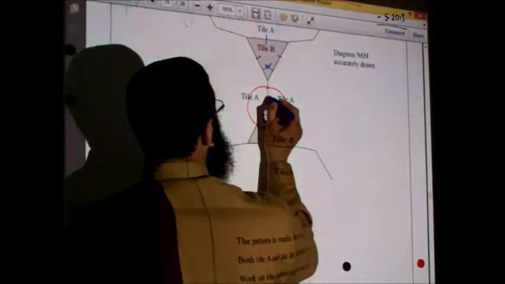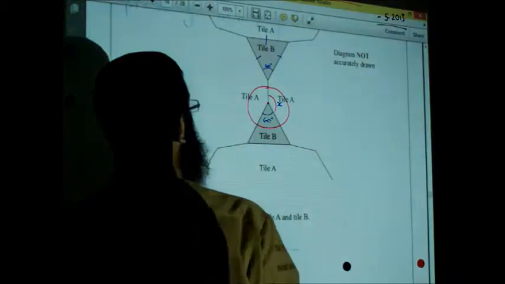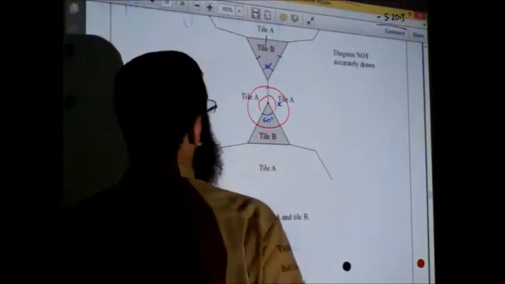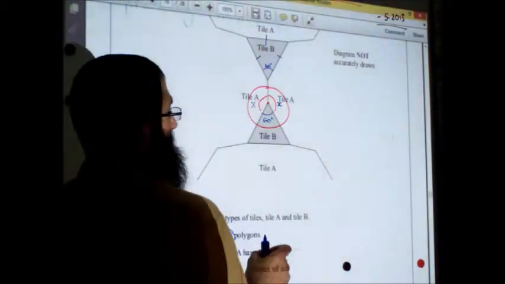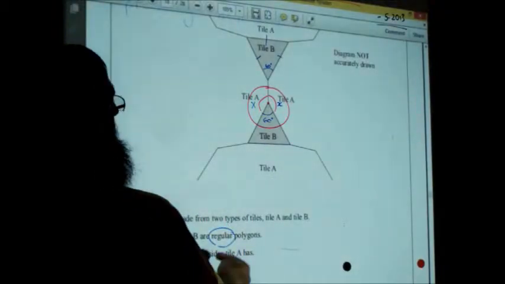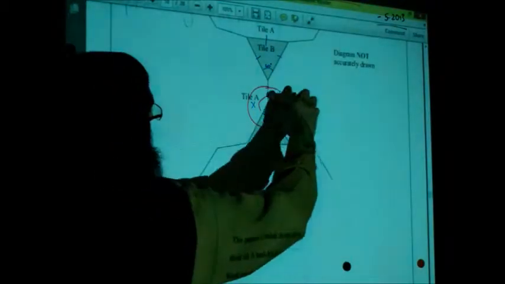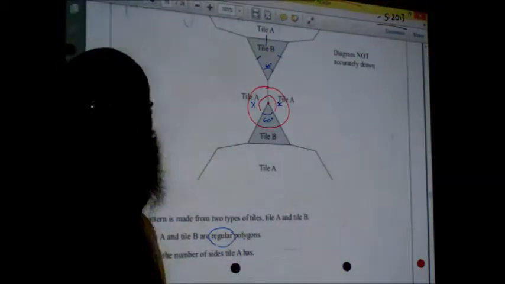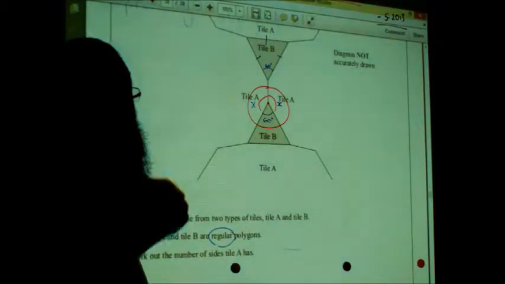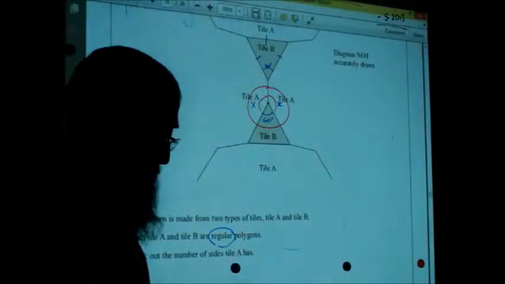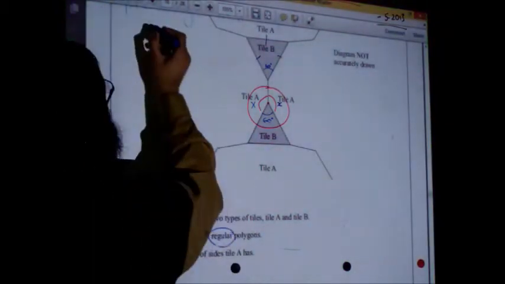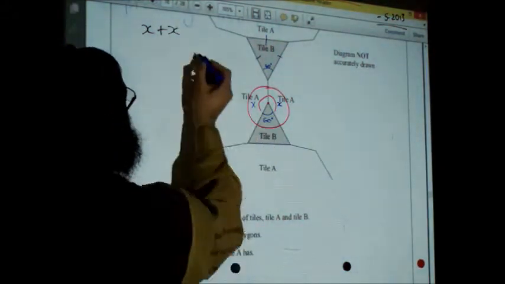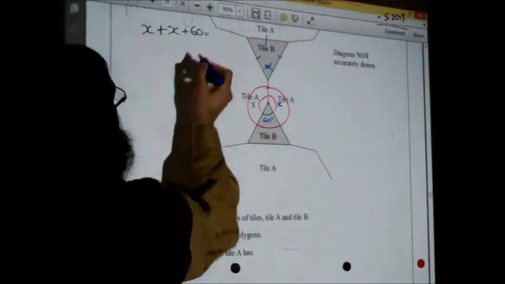Okay, that's X. And that is also X as well, because this angle here is this angle that we have here. I'm going to call that X, and that's X. Now we need to form an equation to do with the angles around a point to work out the value of X. So let's start. We say this X add that X, add the 60, gives us the property now.